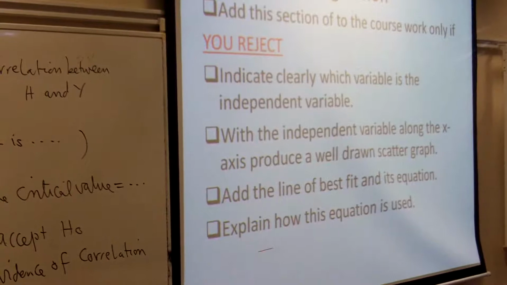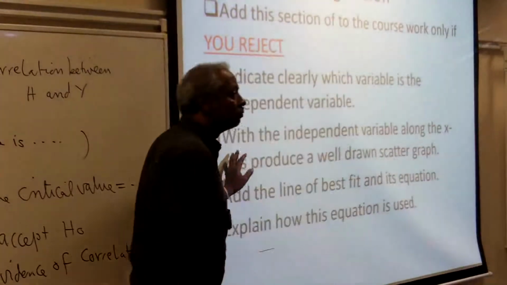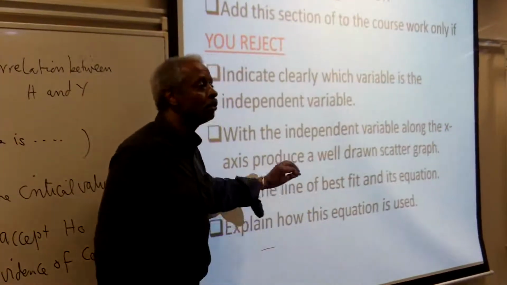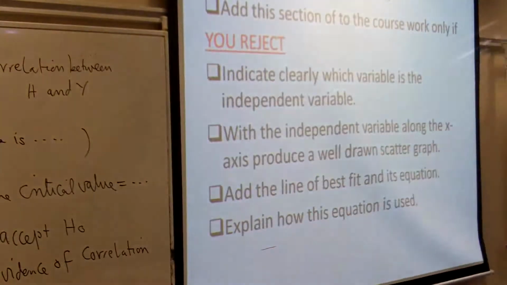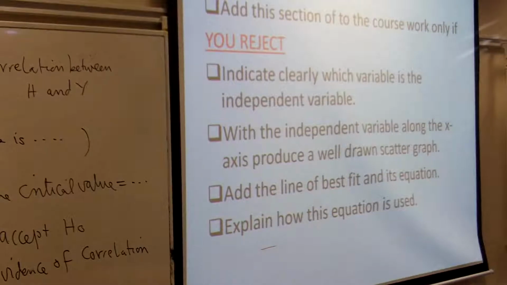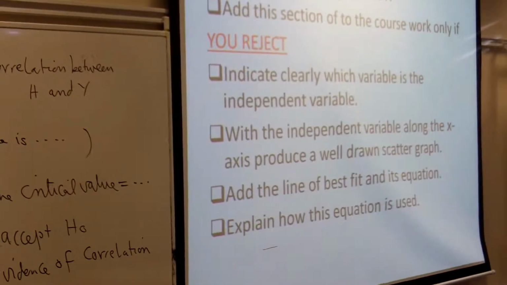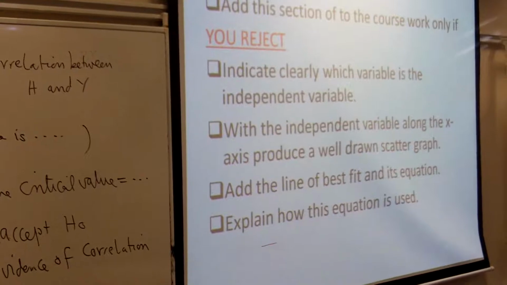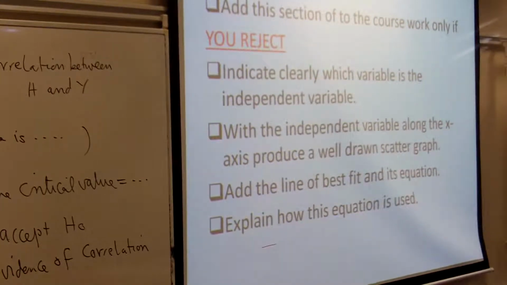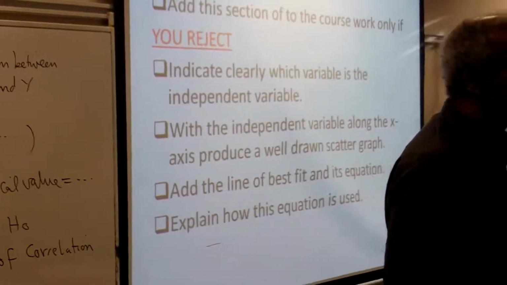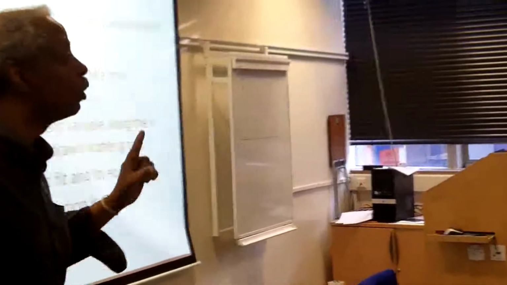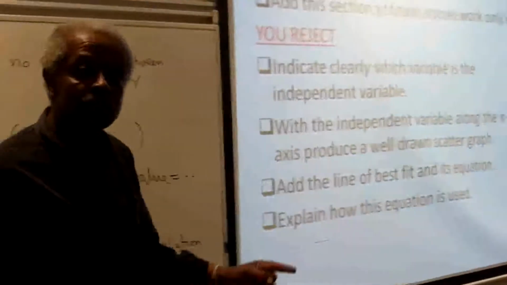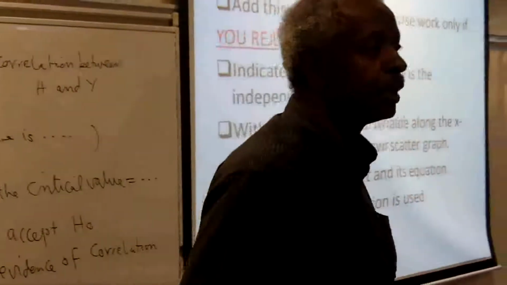Good. Now, regression. Regression means drawing a scatter graph, superimposing a line of best fit on the scatter graph, and then getting the equation of the line of best fit. That's regression, okay? And the line of best fit is also called the regression line. It's just a different term, two different names for the same thing.